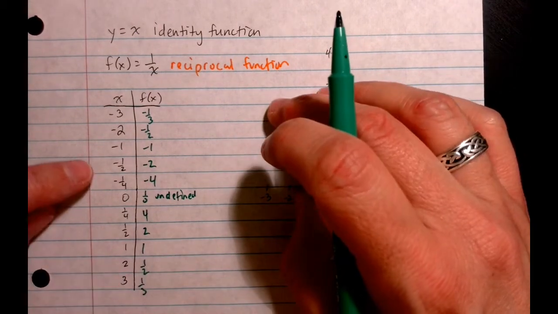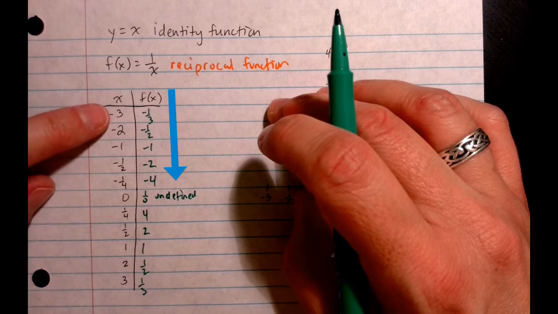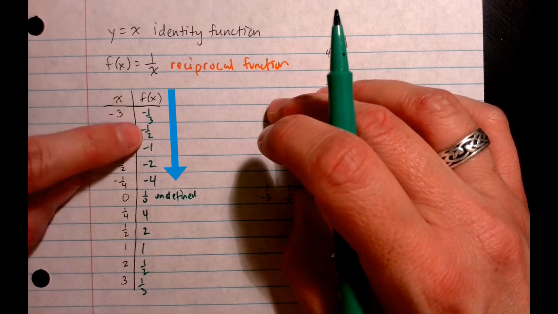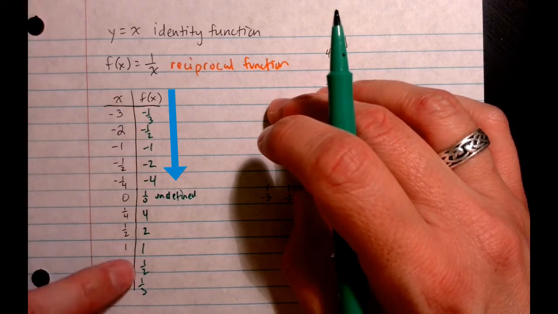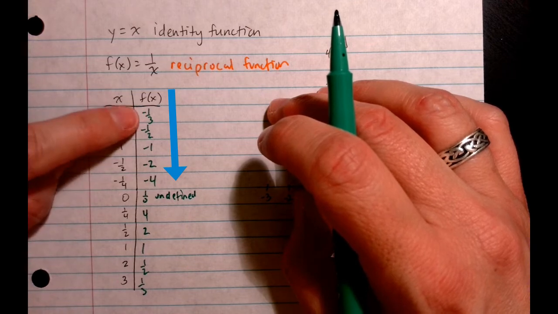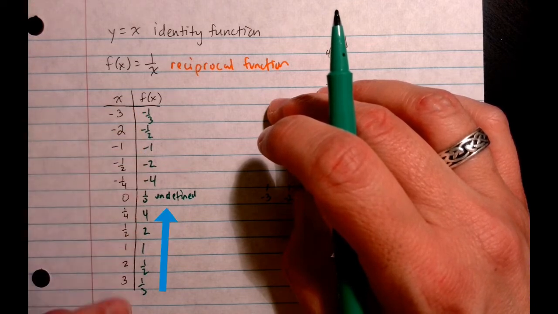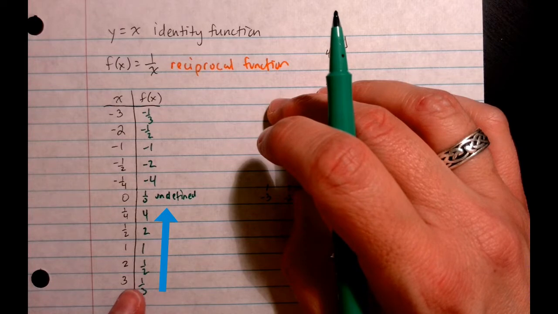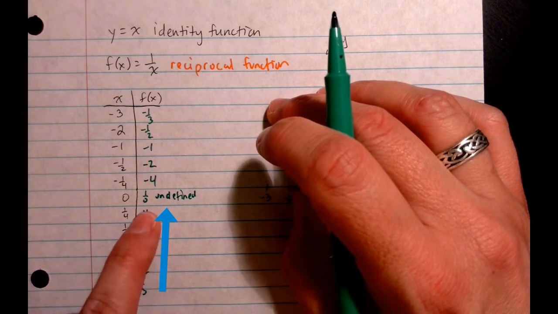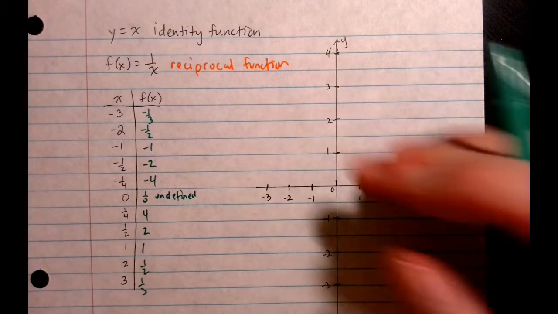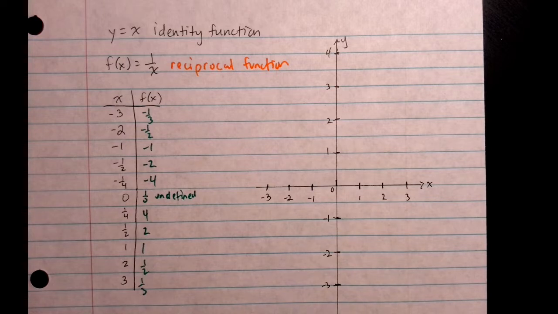Now, before I graph this, notice, as I'm getting closer to 0, do you notice my numbers are getting larger? In this particular case, they're becoming more negative. In this particular case, if I'm going towards close to 0 from the positive side, notice they're becoming more positive. And 0 is undefined. So what does this look like?